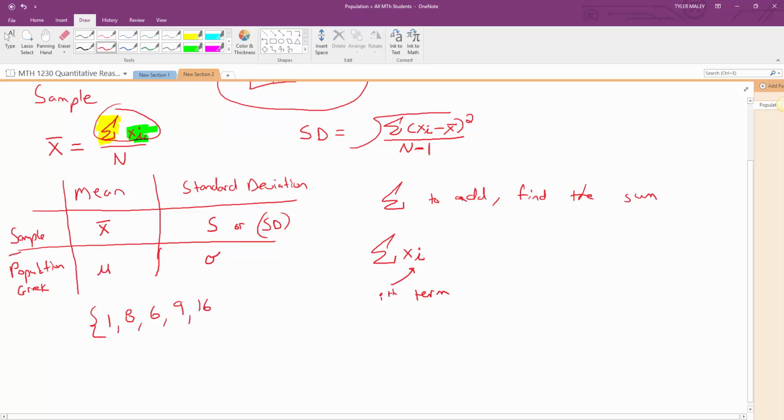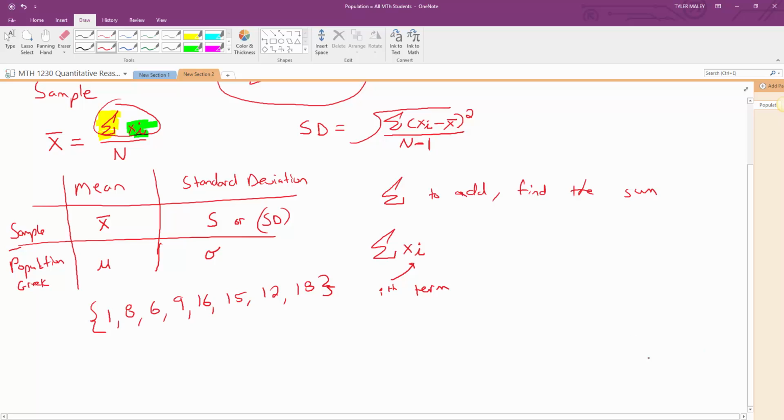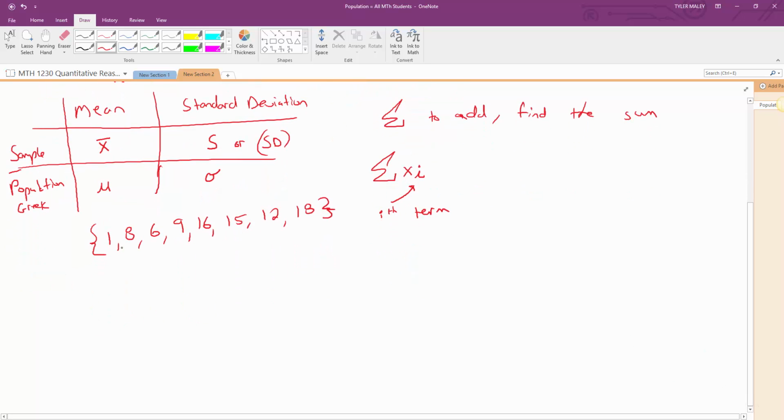So let's say this is my data set: 1, 8, 6, 9, 16, 15, 12, and 18. Right? So if I wanted to find the mean of this data set, the arithmetic mean, you've probably done this before, where we just add up all the terms and then divide by how many we have, right? That's what this is telling you to do, x bar. So we have sigma of x i all divided by big N, right?